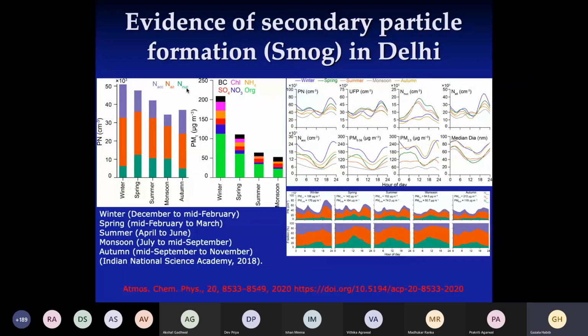And why is the overall particle concentration low in monsoon? Because there is rain. So primary particles get deposited due to rain, right? That is known as wet scavenging. However, at the same time, because of the photochemical reaction and high humidity, the secondary formation of particles takes place in monsoon, which is a very interesting thing. We always consider monsoon a very clean period. It's a clean period, but maybe it's toxic.